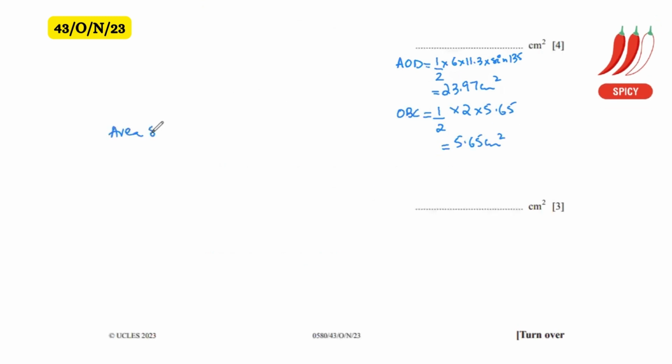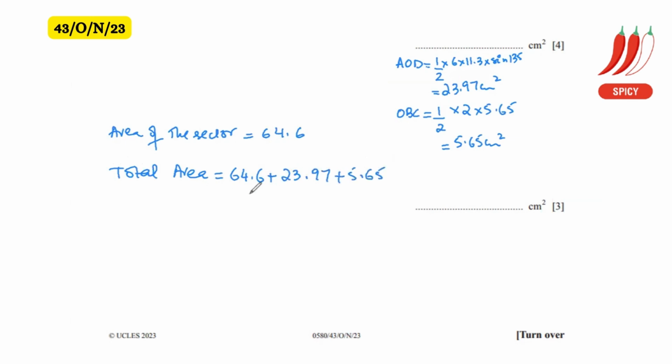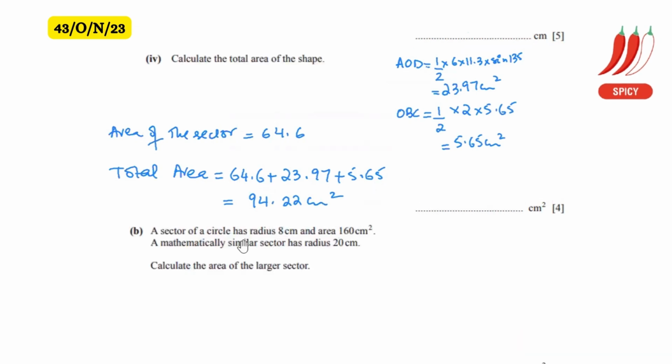Area of the sector was 64.6. So total area is going to be 64.6 plus 23.97 plus 5.65, and that is going to give us 94.22 centimeters squared. That's your total area of the shape.